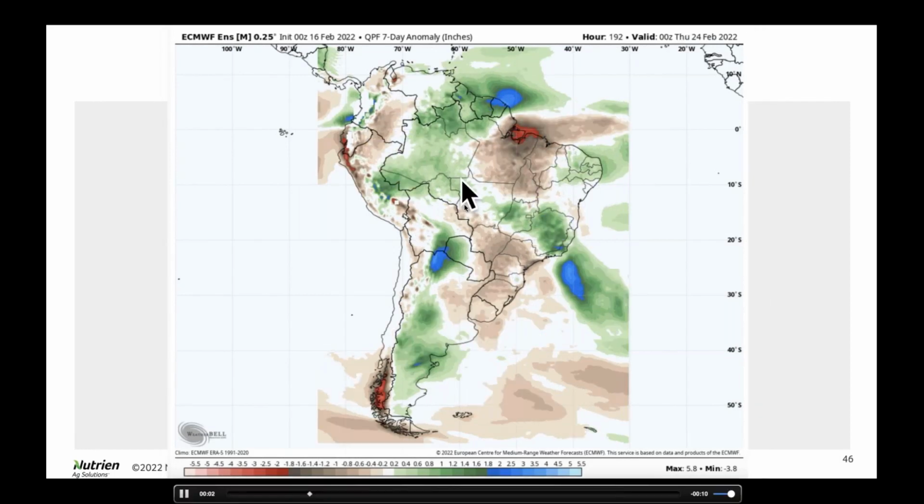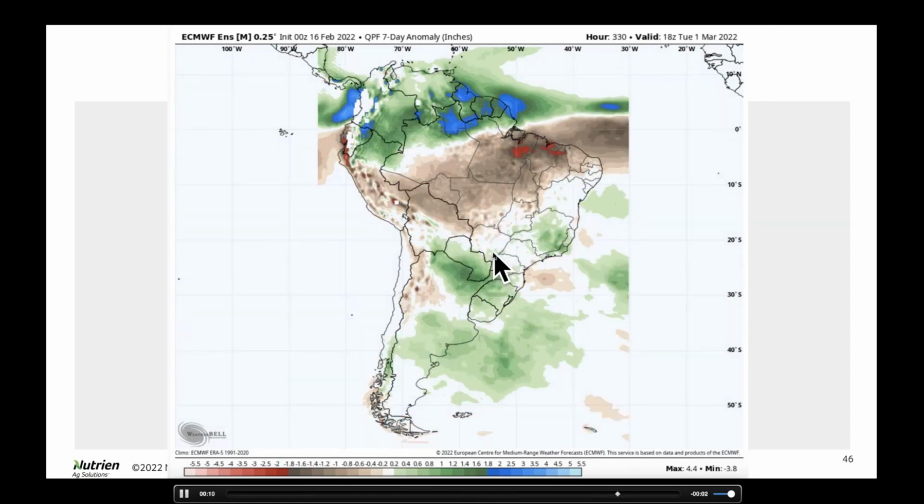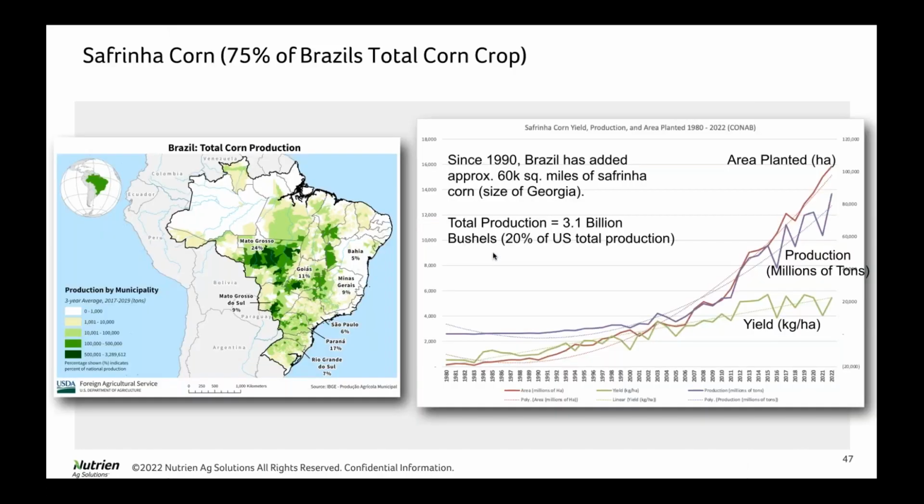You see, as we progress forward throughout the rest of South America's growing season, most economists, most meteorologists are neutral to lower when it comes to thinking about what we'll be getting out of the safrinha crop, which is going in relatively quickly. Just to make you aware of how big the safrinha crop is, since 1990, they've added 60,000 square miles into production. That's like adding the entire state of Georgia as one massive cornfield that's grown after the soybeans. Impressive to say the least.